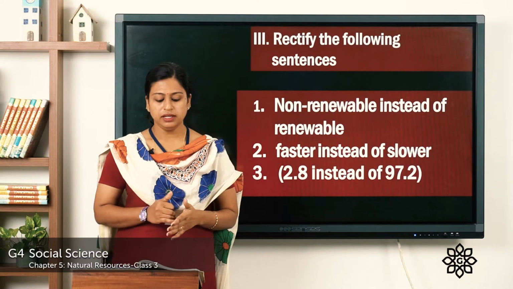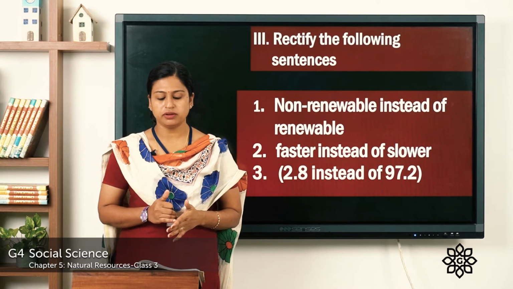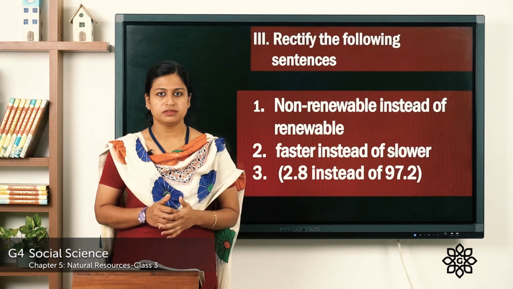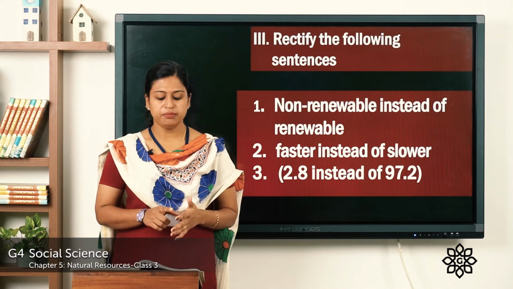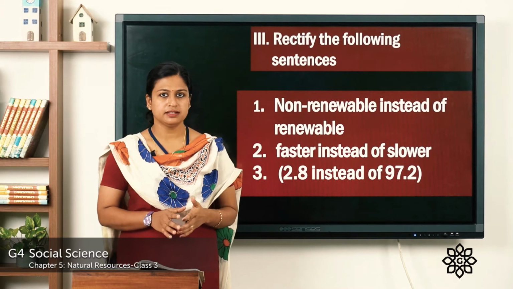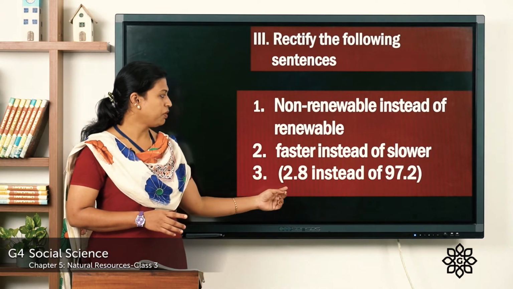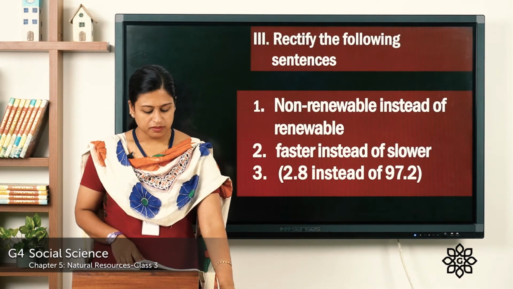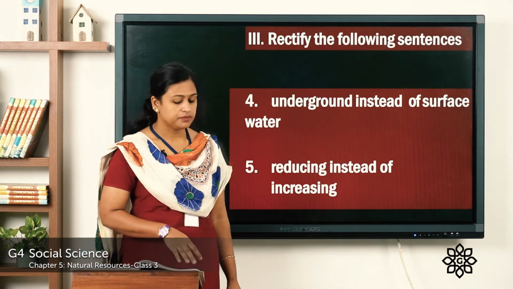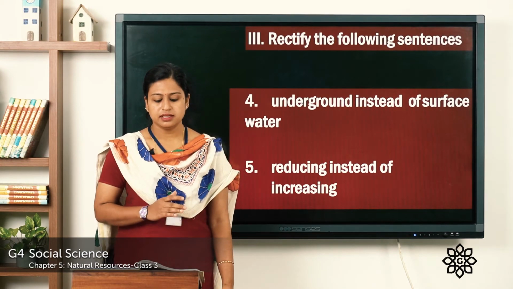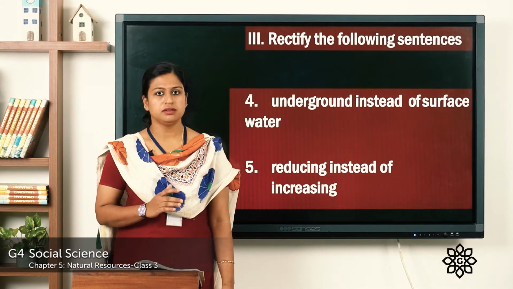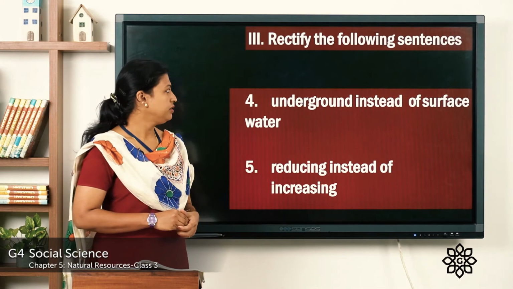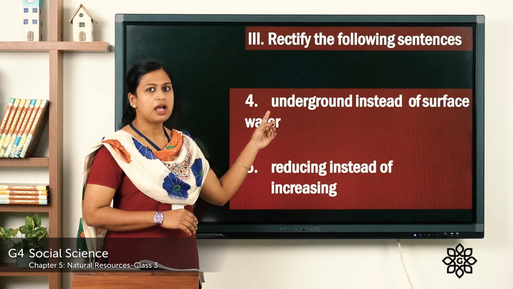Third one, only 97.2% of water available on the earth can be used by humans. So we know that 97.2% is incorrect. The correct number is 2.8%. Fourth one, the rainwater that seeps into the earth is called surface water. Surface is wrong. You have to replace it with underground water.